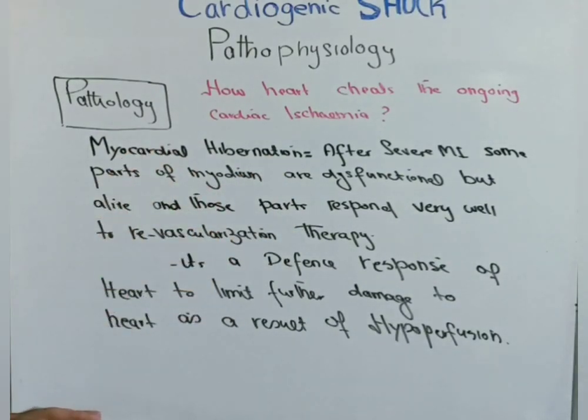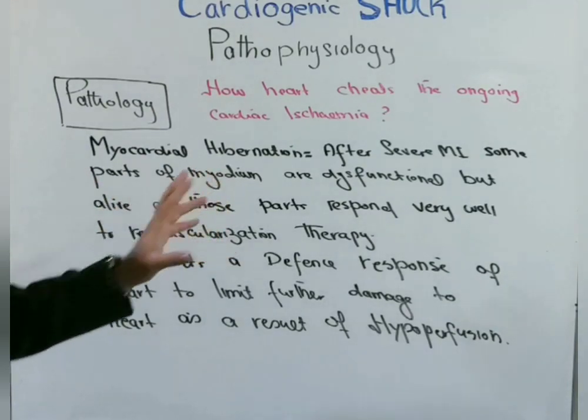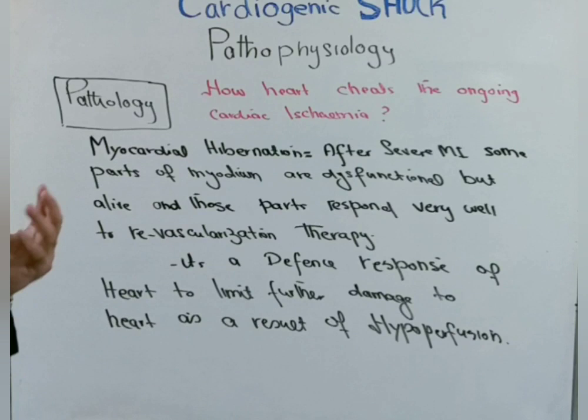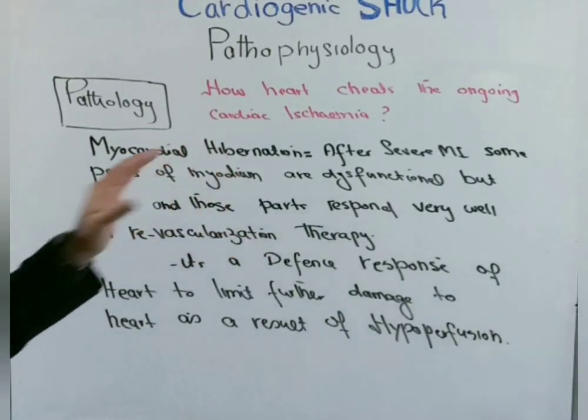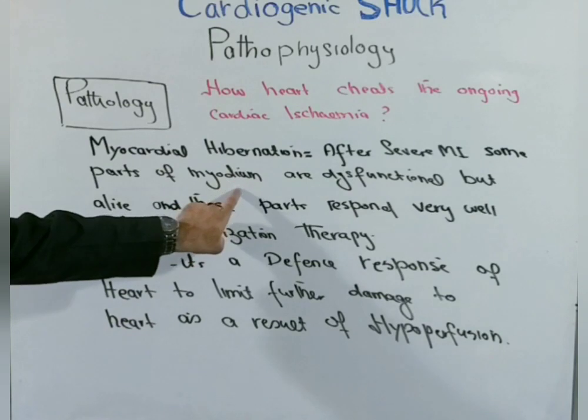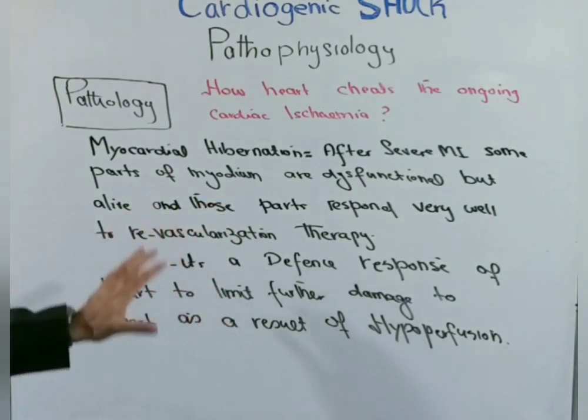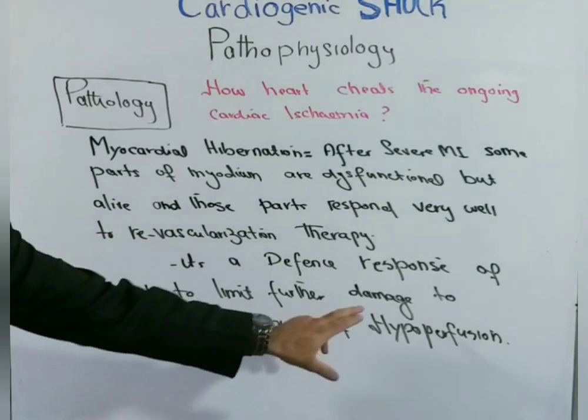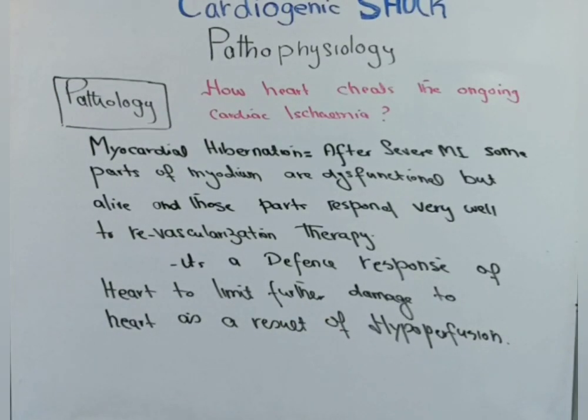When there is cardiac ischemia, a part of the myocardium mocks, or shows as if it is dead, but this is not actually a dead myocardium. Why does the myocardium behave this way? Because the part of the heart wants to limit further damage as a result of hypoperfusion. So in myocardial hibernation, after severe myocardial infarction, some parts are not functioning properly, but they are alive. When they are dysfunctional, they contribute to the development of cardiogenic shock. But there is very good news.